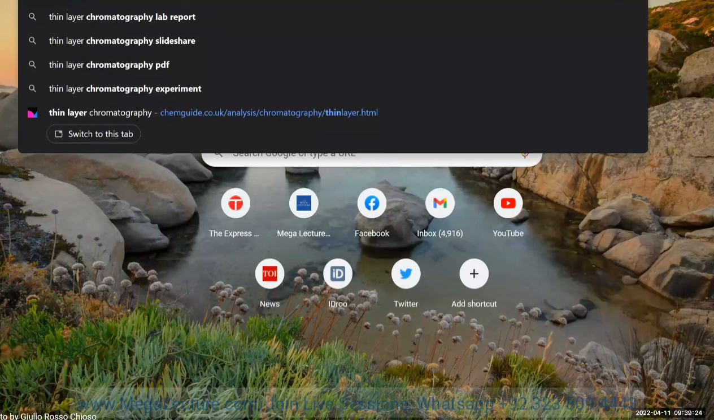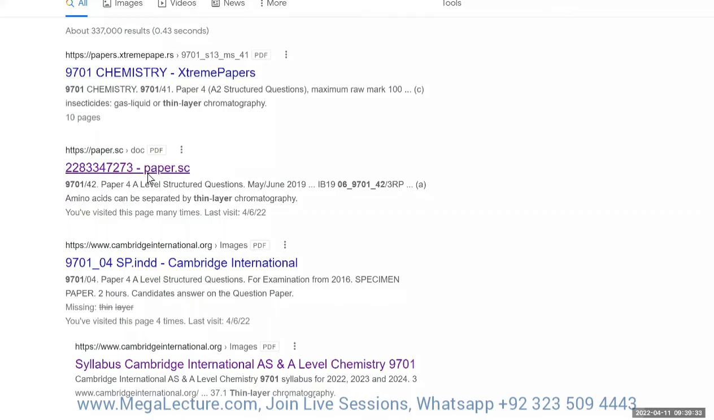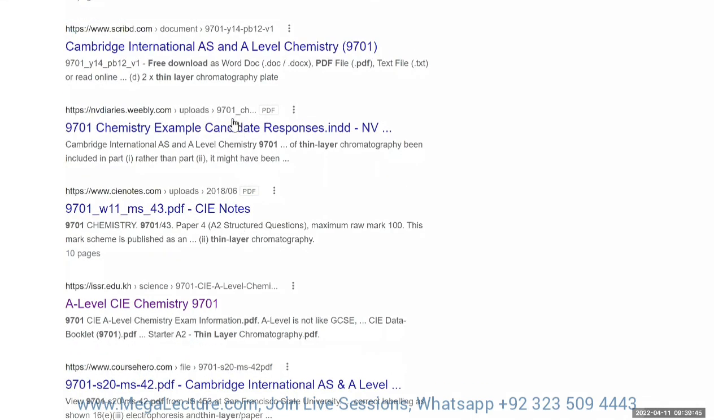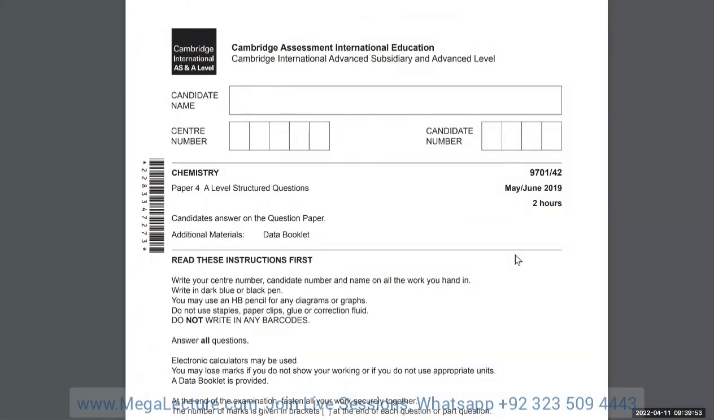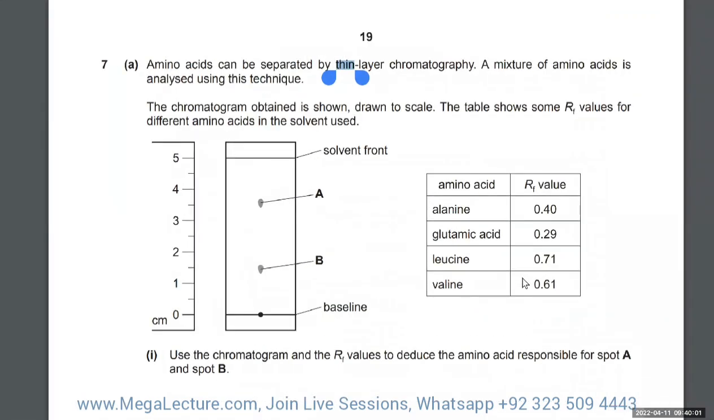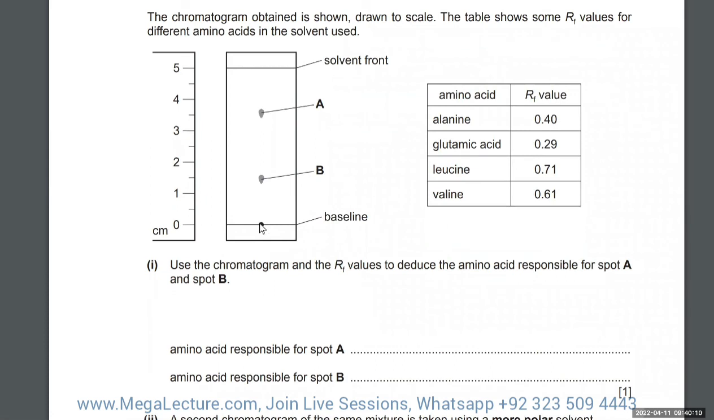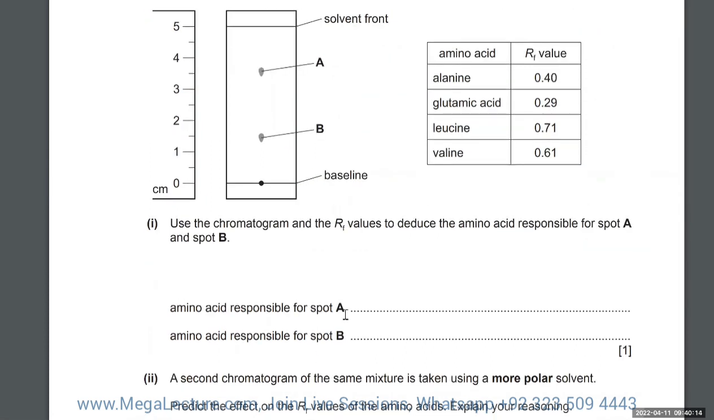इसका क्वेश्चन देख, इसका क्वेश्चन तो बहुत ही कम आता है. So even one question, that's 2019. Exactly वही O levels वाला question है. RF values given हैं. So all you have to do is match करो RF value, measure करो. Solvent front. Remember baseline से start होता है सब कुछ. So amino acid responsible for spot A. Add के RF value calculate करके, you'll find it and then match the RF value.